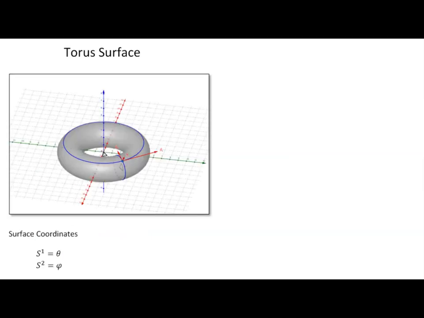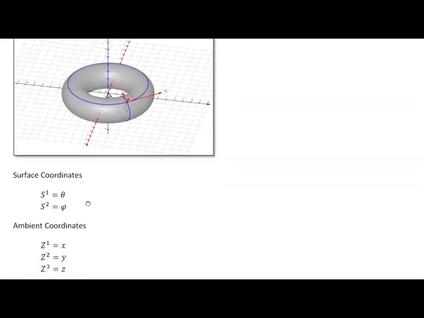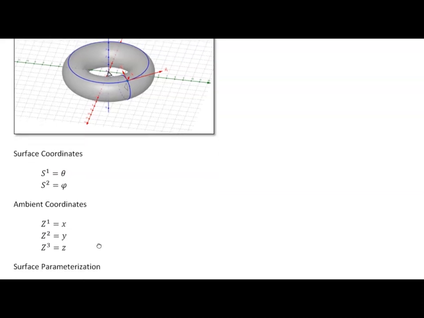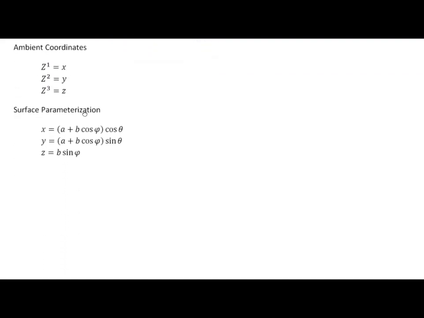For the torus, our surface coordinates are theta and phi. Theta is the angle as the point moves around the big circle here, and phi is the angle as the point moves around the smaller circle around the tube itself. Okay, and as before, the ambient coordinates are x, y, and z, and our parametric relationships this time look like this, as we have derived them in a previous video.